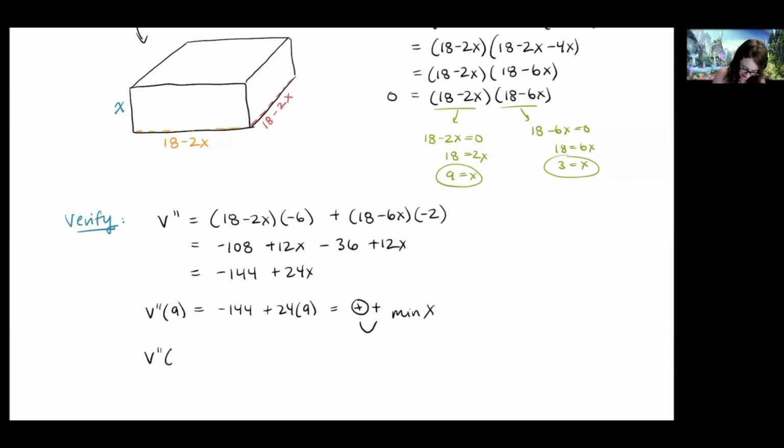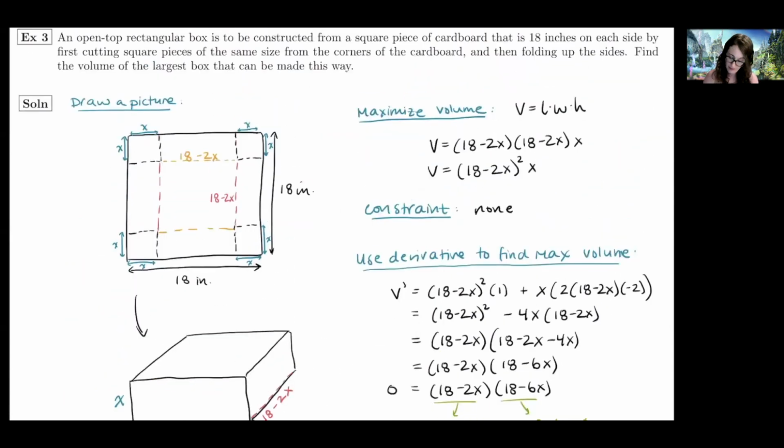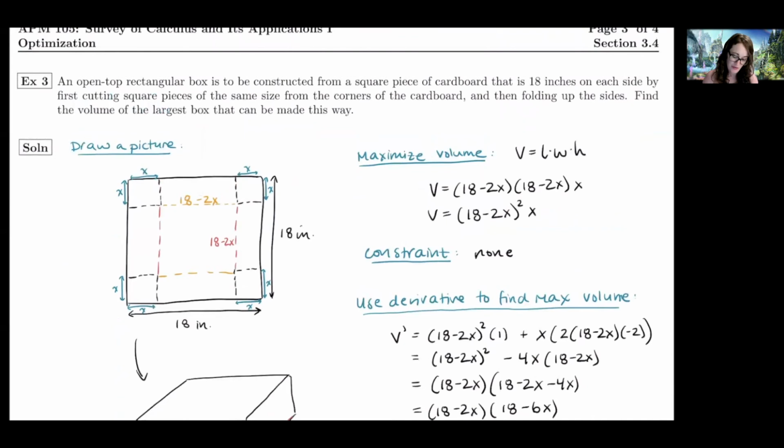In the other case with the 3, when we plug that in, cross our fingers, hope we get a negative number out. Let's see, that comes out to be negative 72. All right, great. So that means concave down, and so that means that we have a maximum. So that x equals 3 is the size of the squares that we'd like to cut out. I think we want to actually find the volume of the largest box.